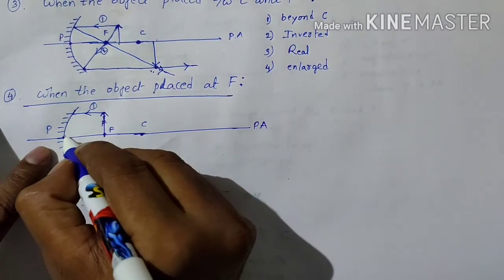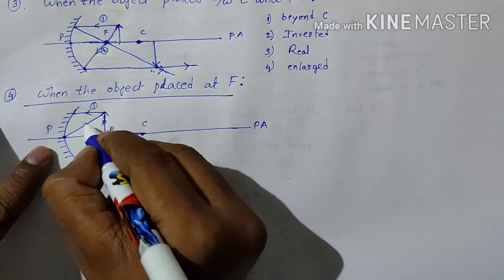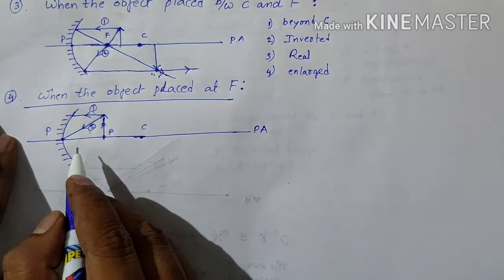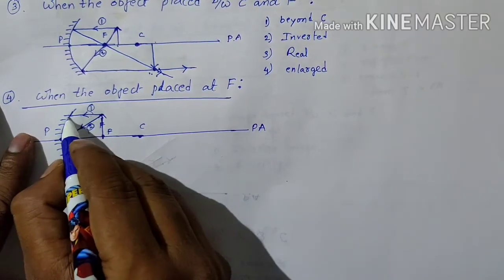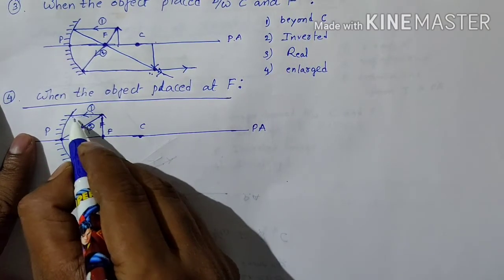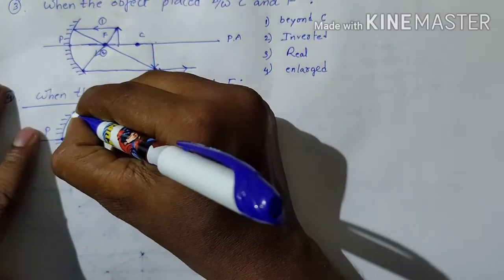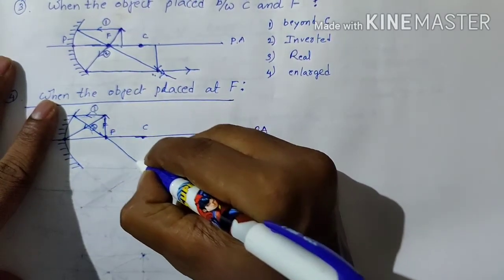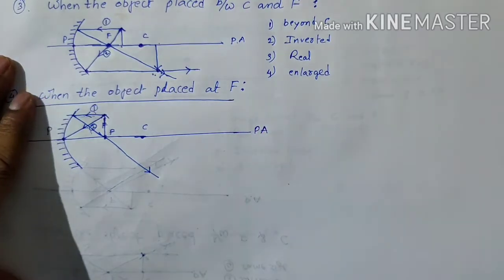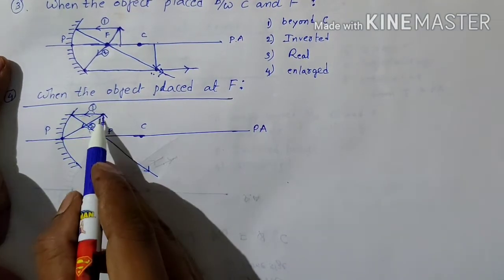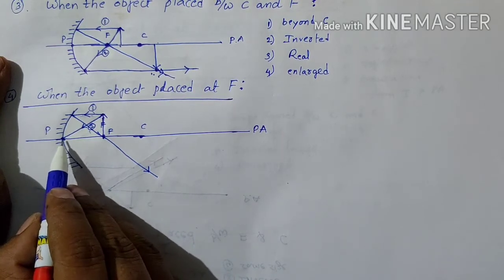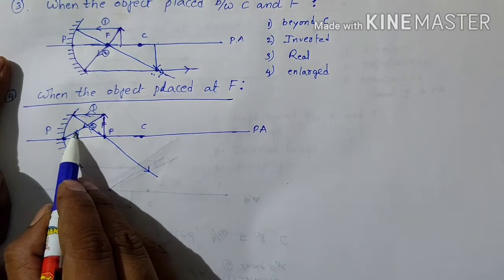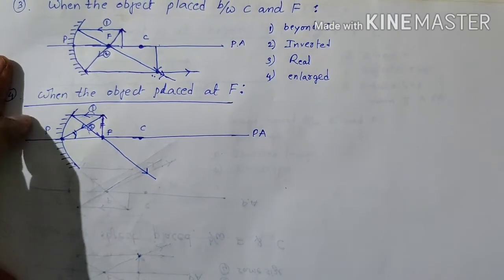So now I have to draw a ray. So this is the second ray. Both the rays are drawn. Now I have to draw the reflected ray. You know that every parallel ray is reflected through focus. So now I have to draw a ray like this. This is the reflected ray for the parallel ray. Now the second ray, the ray passing through the pole, will be reflected by making an angle equal to this angle.